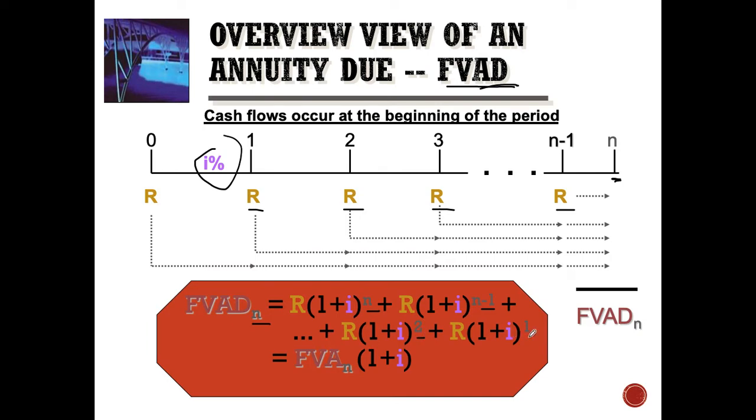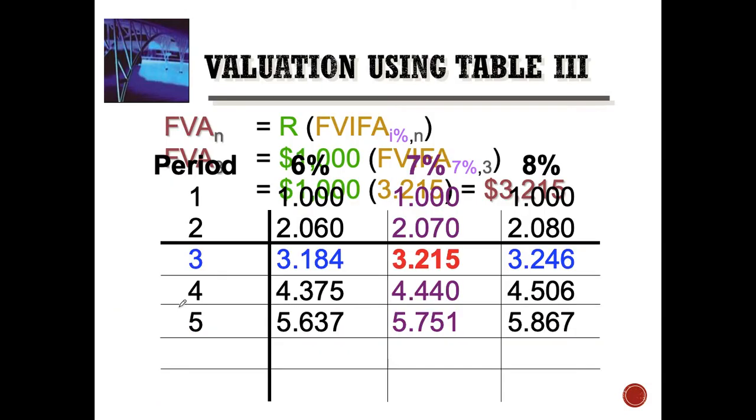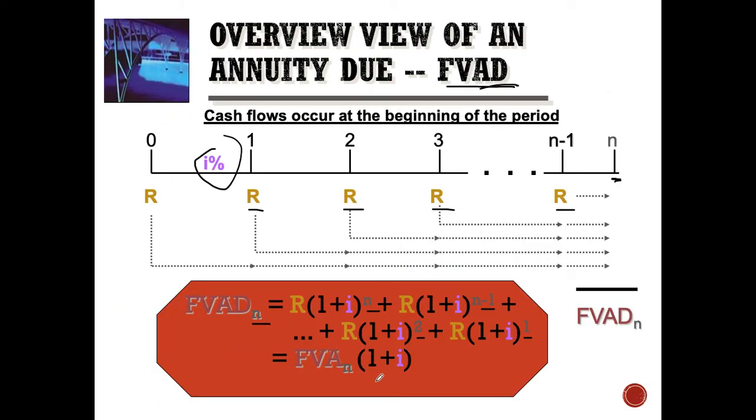See here, so this formula can be simplified. Future value annuity due in year N equals future value annuity N multiplied by 1 plus I. Yeah, this one multiplied by 1 plus I.